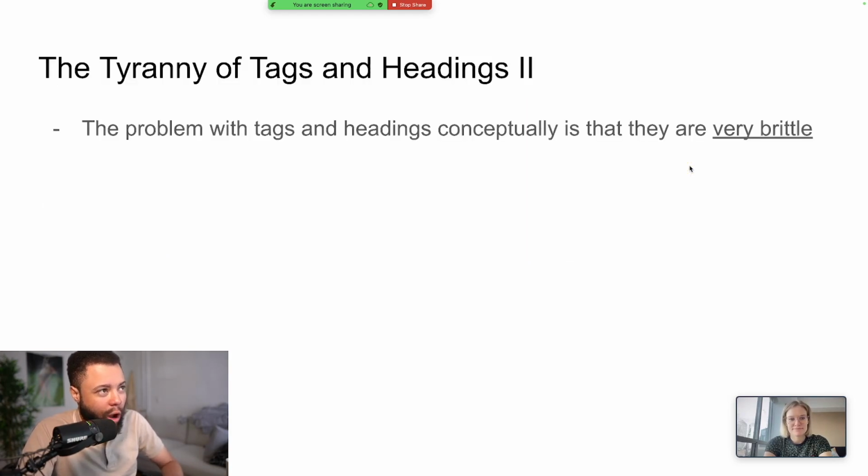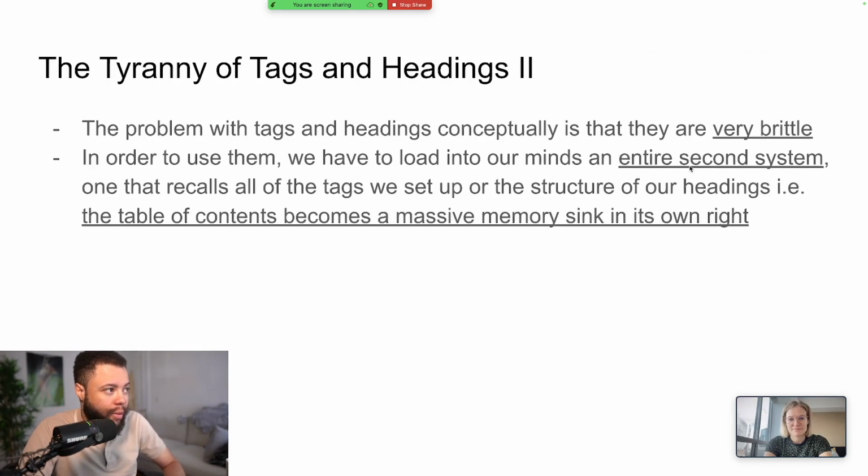So what are the problems with tags and headings? The problem is that conceptually they're really brittle, right? In order to use them, we have to load into our minds an entire second system of the tags and the headings that we chose to use. One that recalls all of the tags that we set up or the structure of the headings that we set up. So basically a table of contents can become just as long as the actual data that you're attempting to store. So if it takes you an hour to search your table of contents, what's the point?